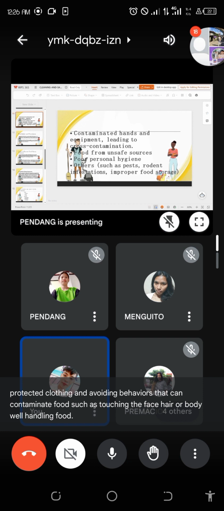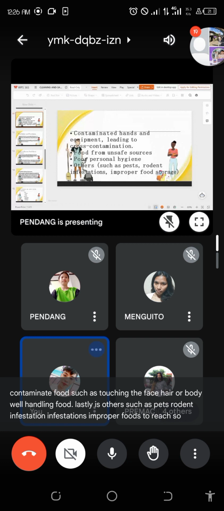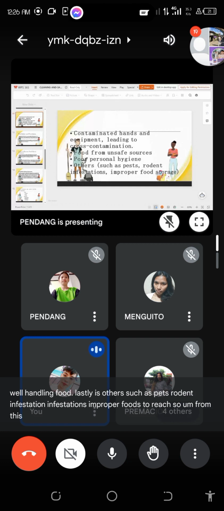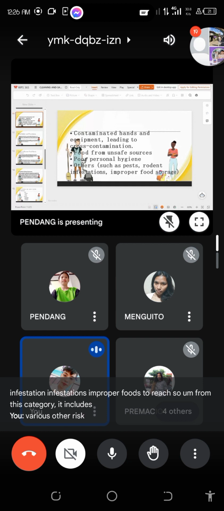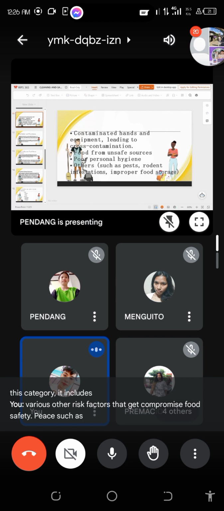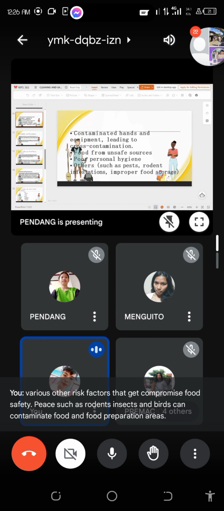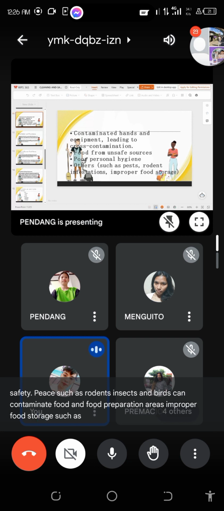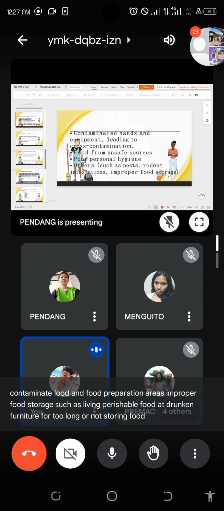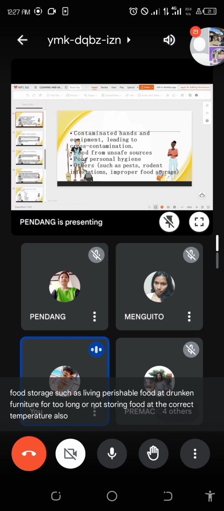And lastly is others, such as pets, rodent infestations, improper food storage. So, this category includes various other risk factors that can compromise food safety. Pests such as rodents, insects, and birds can contaminate food and food preparation areas. Improper food storage, such as leaving perishable food at room temperature for too long or not storing food at the correct temperatures, can also contribute to foodborne illnesses.